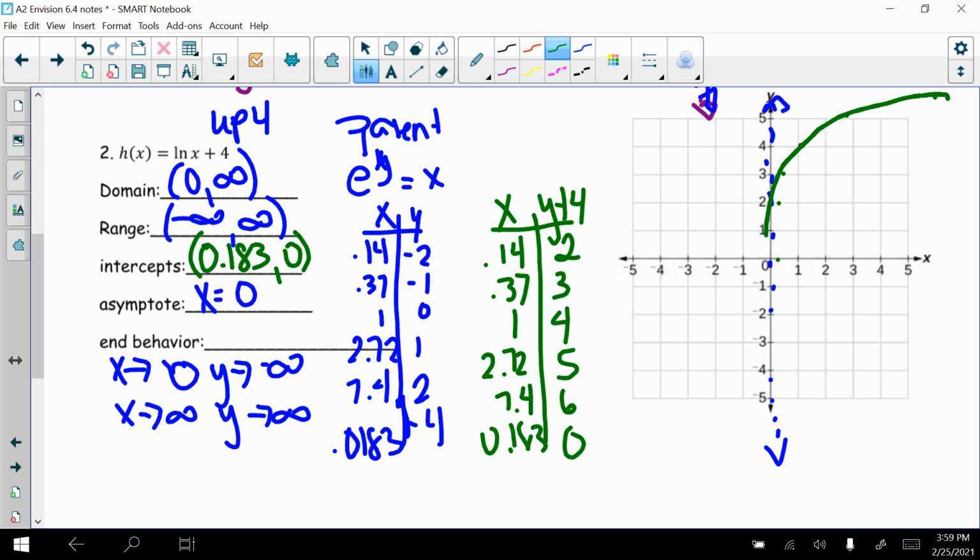So my asymptote, oh, you know that does not cross our asymptote. Got a little crazy on drawing that. So that's what that looks like.